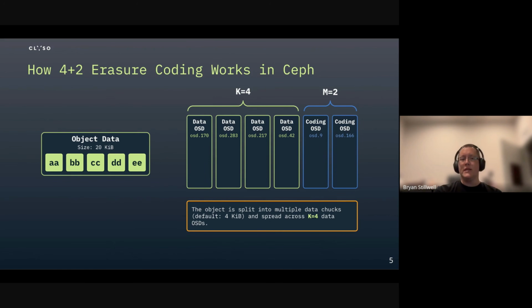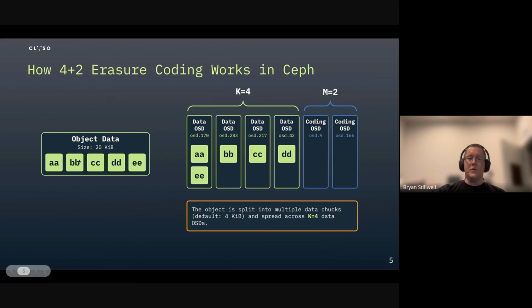So here's a quick example of maybe a 20 kilobyte file where each one of these is a 4 kilobyte chunk. This one consists of all A's. This one consists of all B's, C's, D's, and E's. So the primary does split it up, but it does it at 4 kilobyte boundaries by default. That is configurable, which we'll see later. But what it would do is take the first 4 kilobytes, write it to OSD 170, and then 283, whatever.